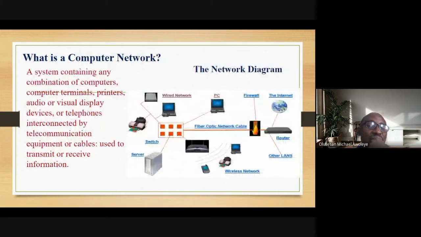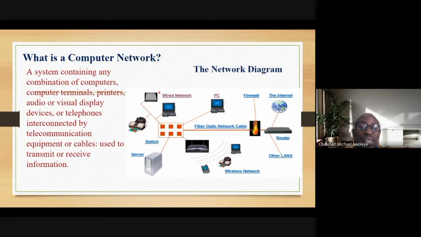A system containing any combination of computers, computer terminals, printers, audio or visual display devices, or telephones interconnected by telecommunication equipment or cables to transform or to transmit and receive information is referred to as a computer network. So if we look at the diagrammatical representation here, you can see the network diagram.